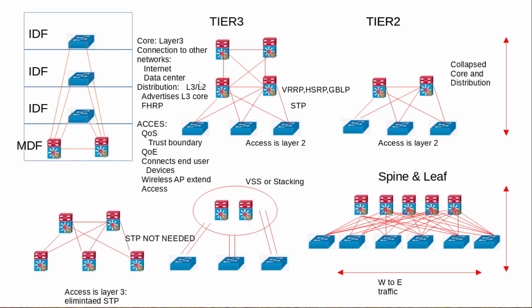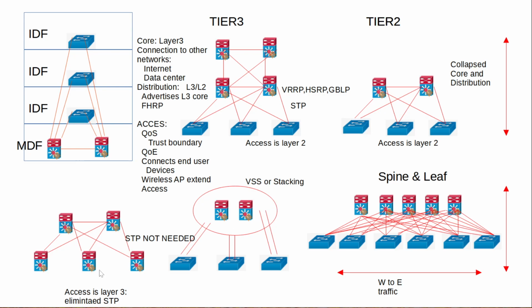If you don't have a network that is that large, you can choose to use the tier 2 topology, where the core and the distribution are collapsed together. This is also known as the collapsed core and distribution topology. In these two examples, the access switches are running layer 2. So that is the reason you will need a spanning tree protocol here.